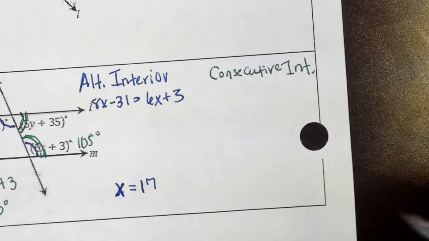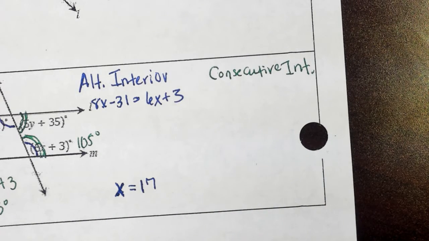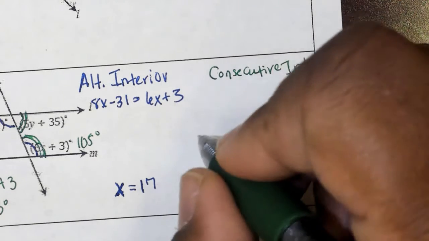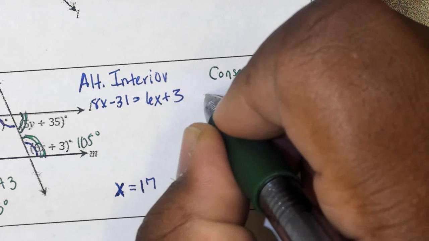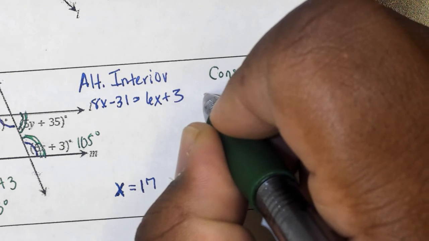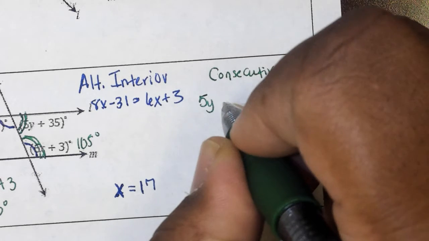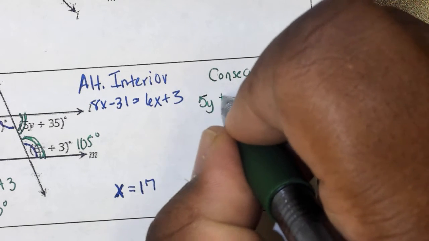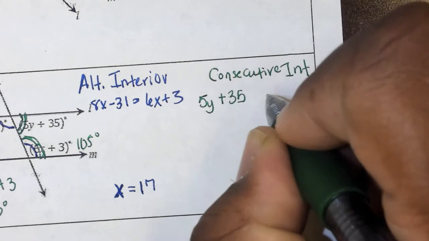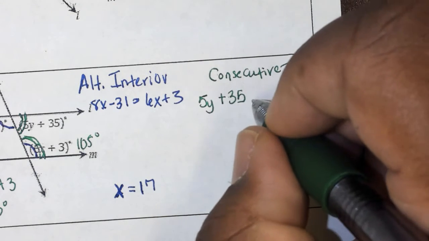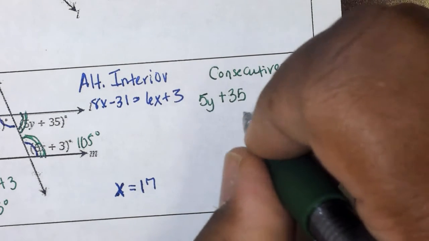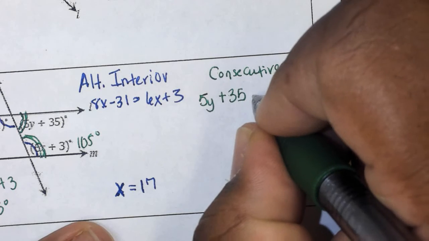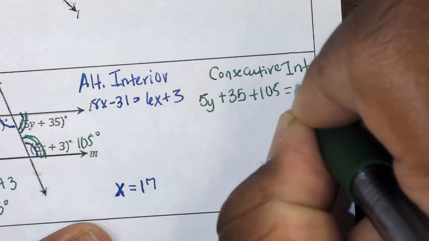This is the one that switches on you. When you have consecutive interior angles, now you're thinking about supplementary. So instead of setting these equal to each other, Amani, what should my equation be? That's a plus 35. It just looked like divided by. Sorry, just the way it got printed. Five y plus 35 plus 105 equals 180.